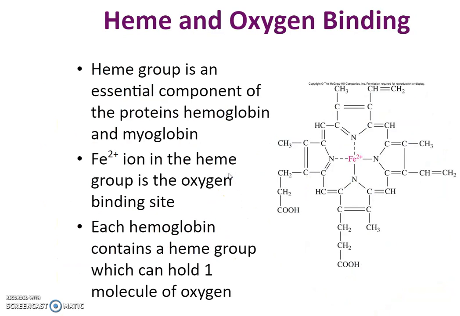And the heme group is an essential component of the proteins hemoglobin and myoglobin. And that's what you need iron for. The iron 2 ion in the heme group is the oxygen binding site. So you've got to have iron to allow the oxygen to bind, and each hemoglobin contains a heme group, which can hold 1 molecule of oxygen.